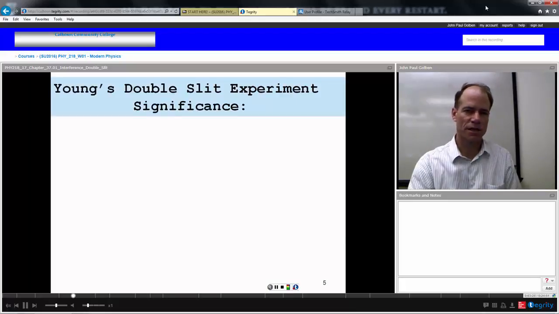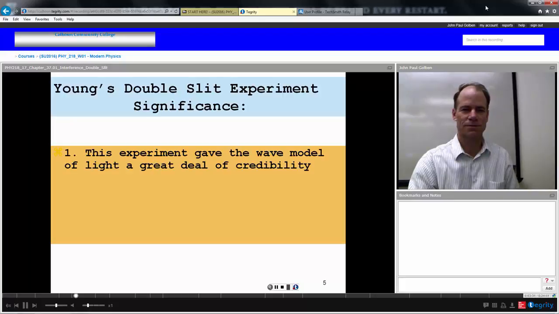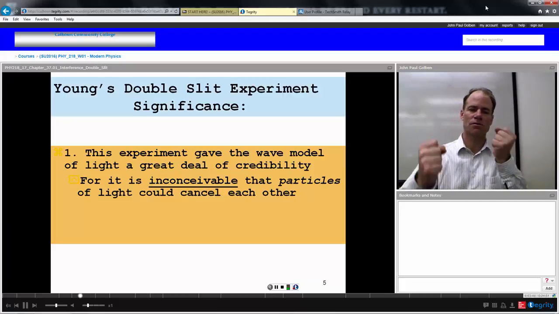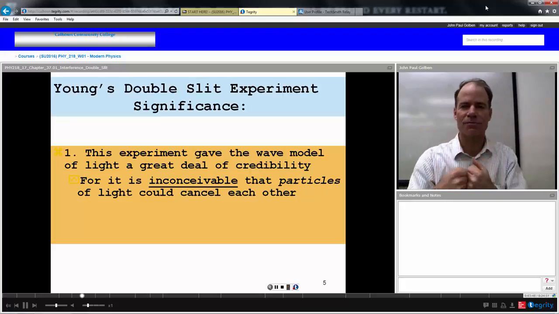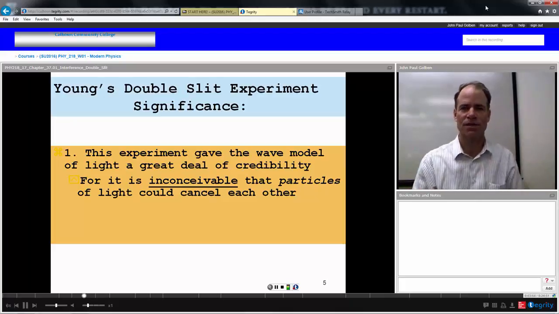But historically, this whole idea of interference with light began with Young's double slit experiment. It gave the wave model some great credibility. It's inconceivable that particles of light could cancel each other. So in the particle model, if you had two particles of light, two photons of light, if they were to collide, you can't imagine that they would actually cancel each other out, that there would be destructive interference. Indeed, you would imagine that they would add energy together, and that's the only way that they could do it.